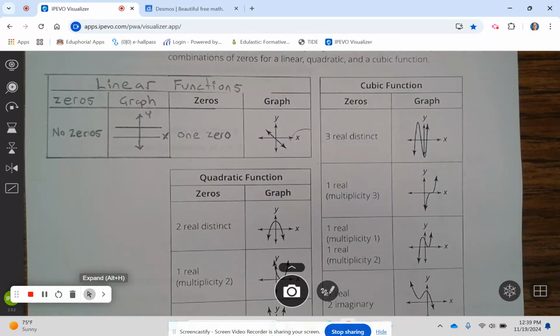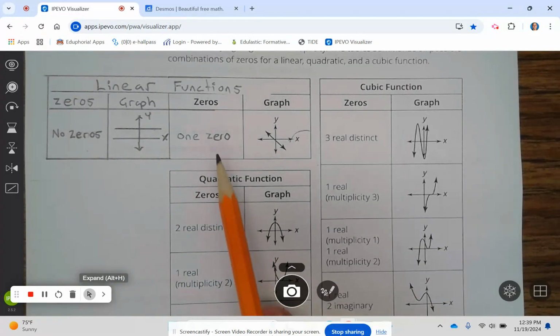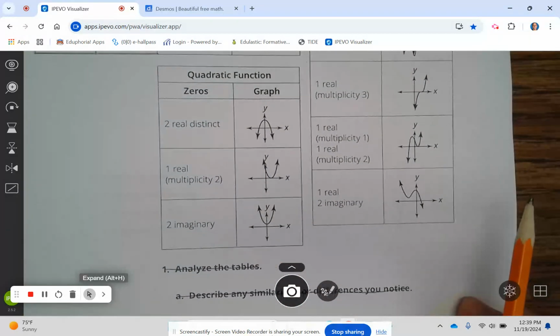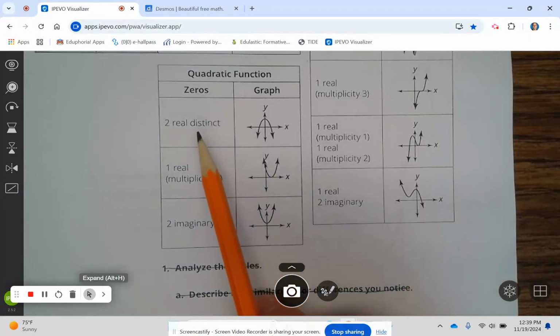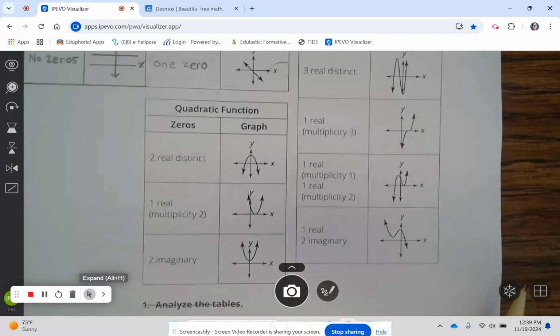Linear functions. So no zeros, the graph doesn't cross the x-axis. 1 zero, it crosses once. For a quadratic function, 2 real zeros crosses twice. 1 real with multiplicity of 2 touches and turns. 2 imaginary doesn't cross the x-axis.